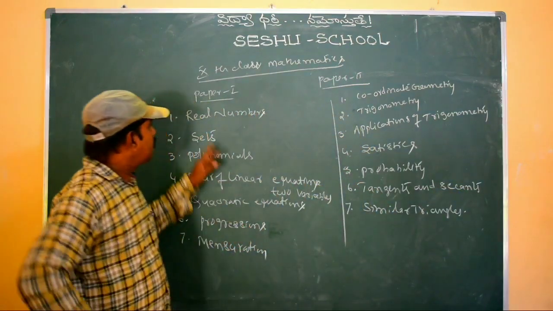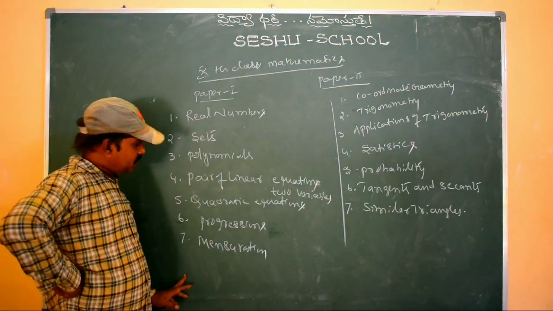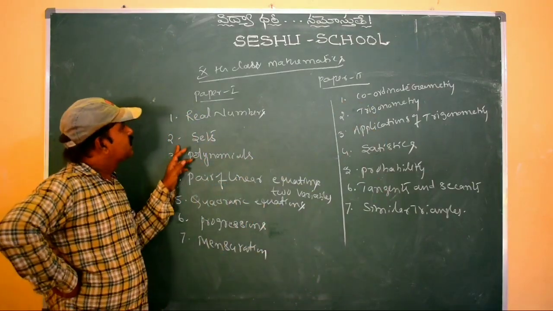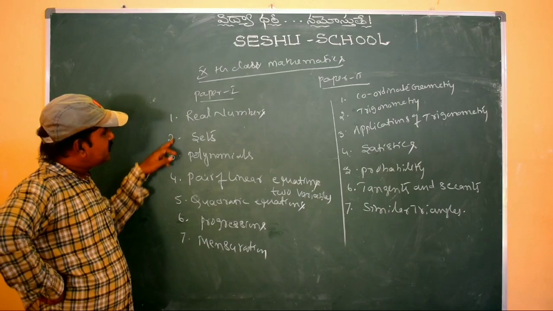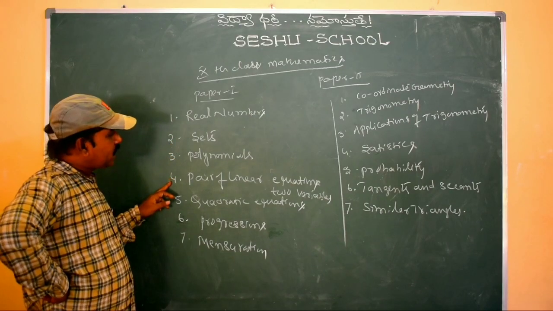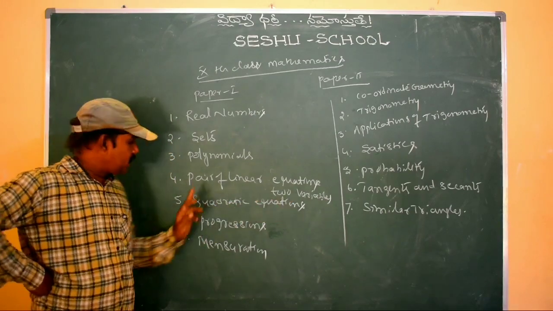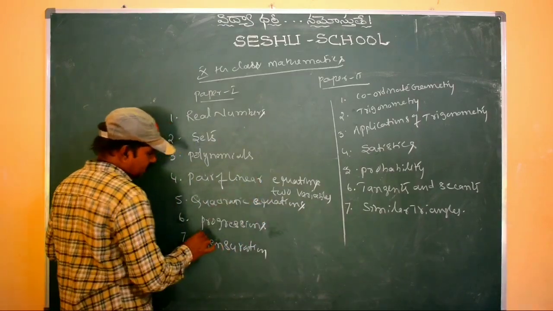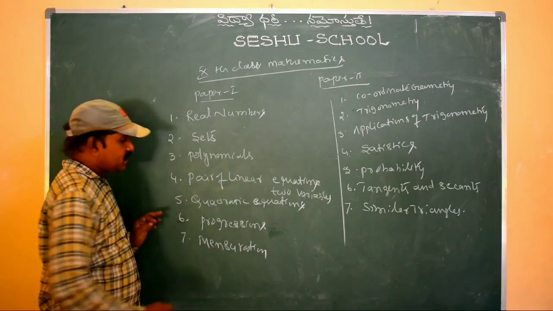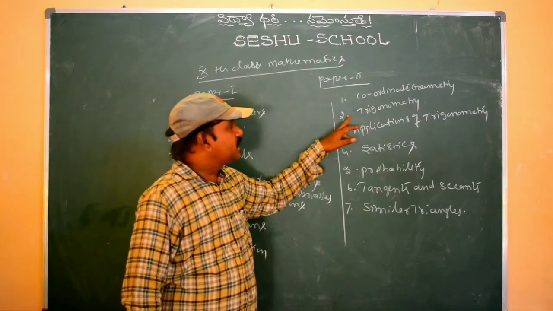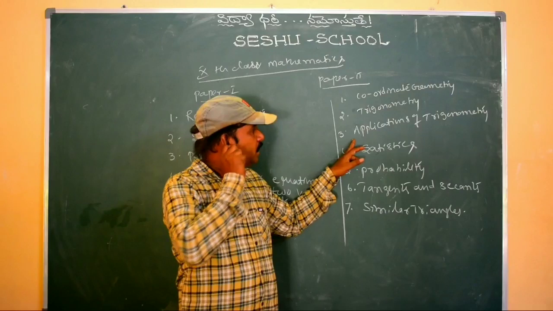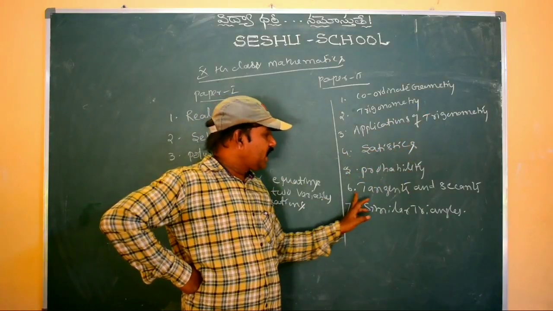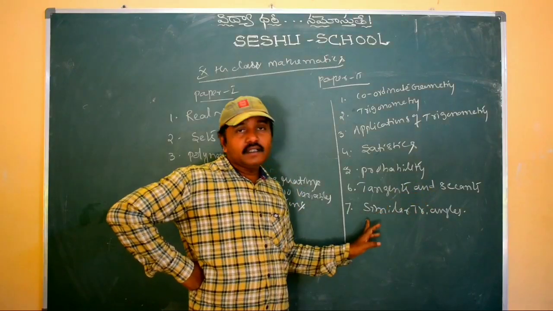Then divided. Chapter 1, 7 chapters. Chapter 2, 7 chapters. In chapter 1: real numbers, sets, polynomials, pair of linear equations in two variables, quadratic equations, progressions, mensuration. Chapter 2: coordinate geometry, trigonometry, applications of trigonometry, statistics, probability, tangents and secants and similar triangles.